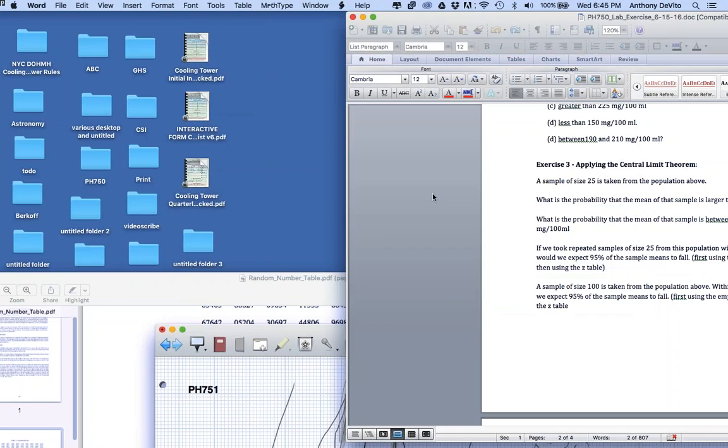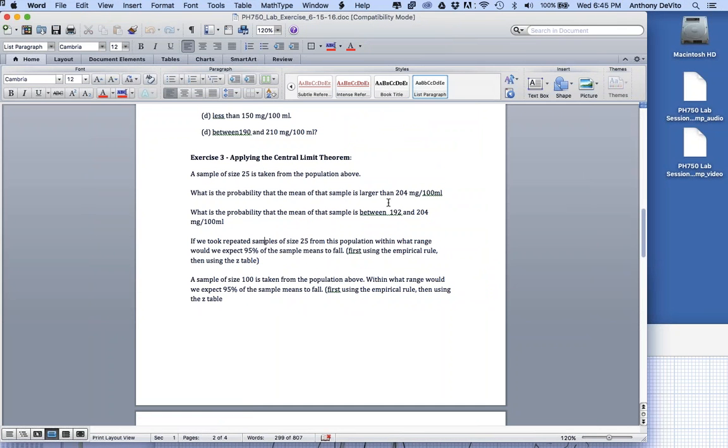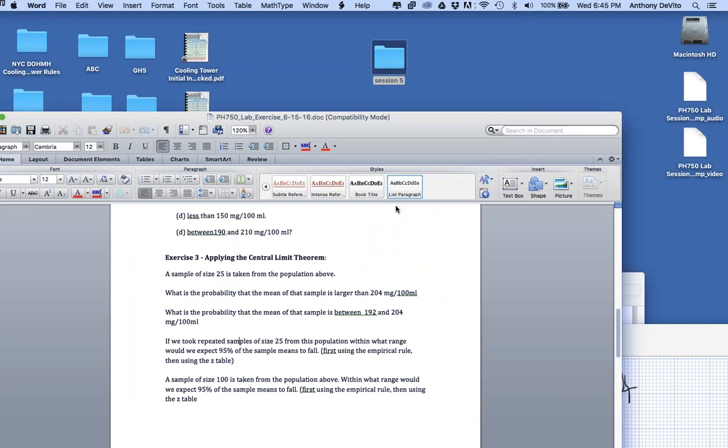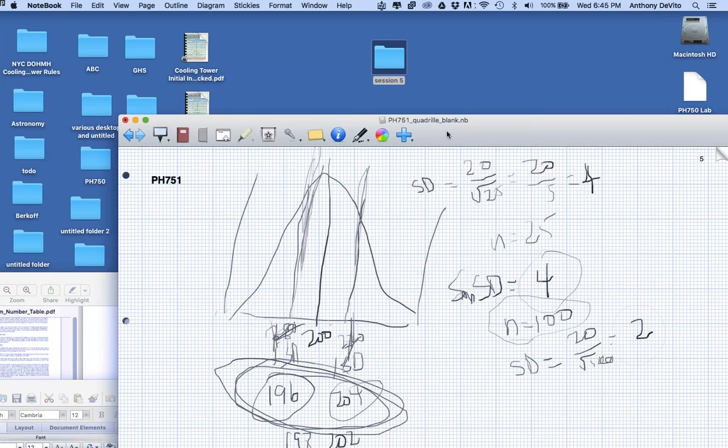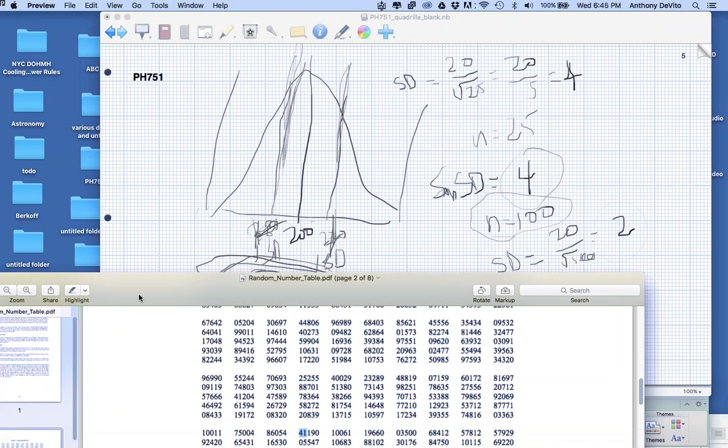Okay, let's go back to this chart table. Sample size. What's the probability that a sample mean is larger than 204? Well, didn't we just do that? 204 is one standard deviation. This was 32%, this is 68%, so this is 16%. So the chance that it would be larger than 204 is 16%. Just like we did before, except that we're using the standard deviation for the means, not the standard deviation for the population.